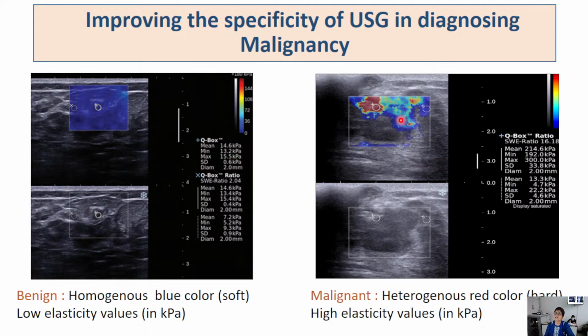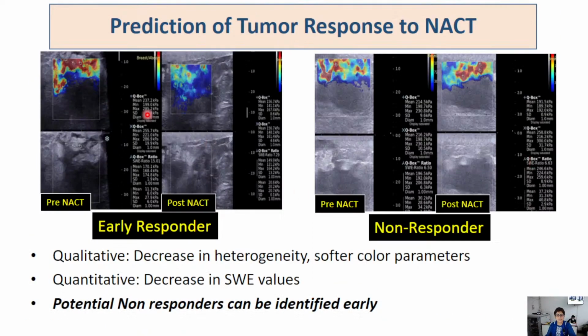So we can see that at times the lesions are so hard that they attenuate the beam and the entire box may not fill with color. But in the periphery of the lesion, we can see that it is hard. So that is, it's a red color, which is the qualitative assessment, and the quantitative values are very high, almost in the range of 214 kilopascals. This favors malignancy. Second thing is the prediction of tumor response to neoadjuvant chemotherapy.